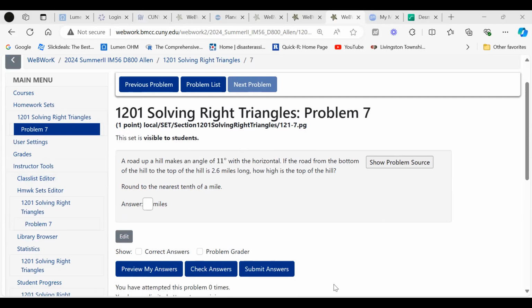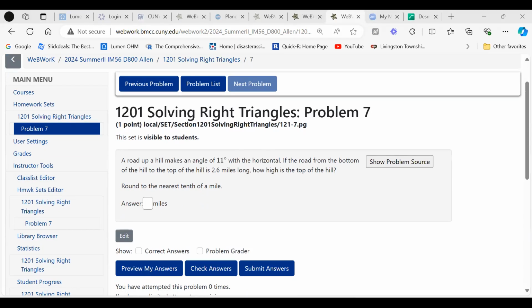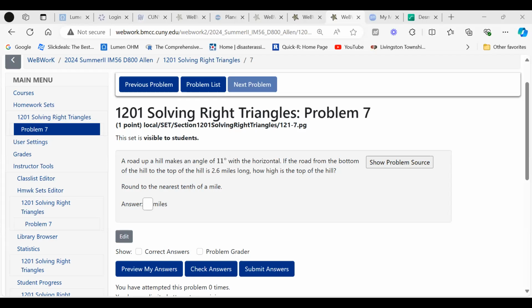Okay, so this is a typical question you're going to see from the real world, right? Sometimes, you know, you need to place a lamppost or something like that on top of the hill. And then you can use this kind of trigonometric identity to figure out how tall the lamppost is supposed to be. So let's take a look at this question here.